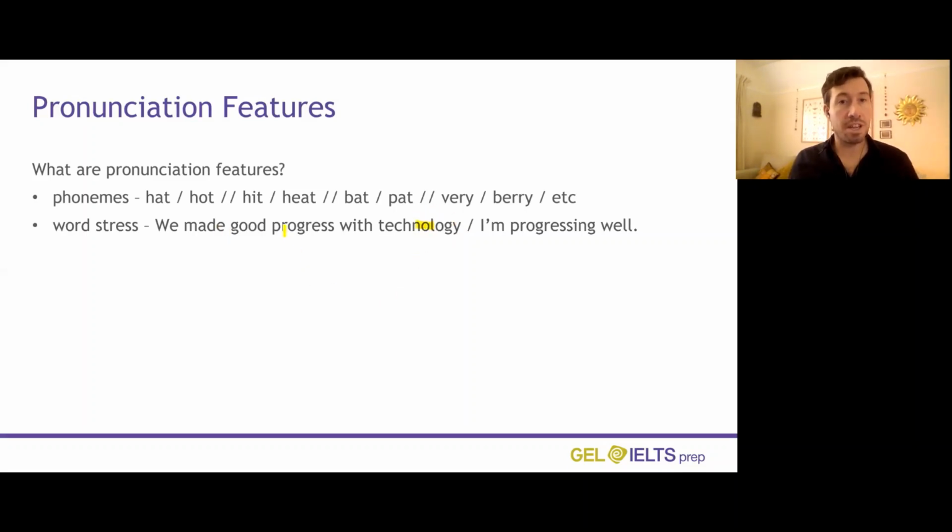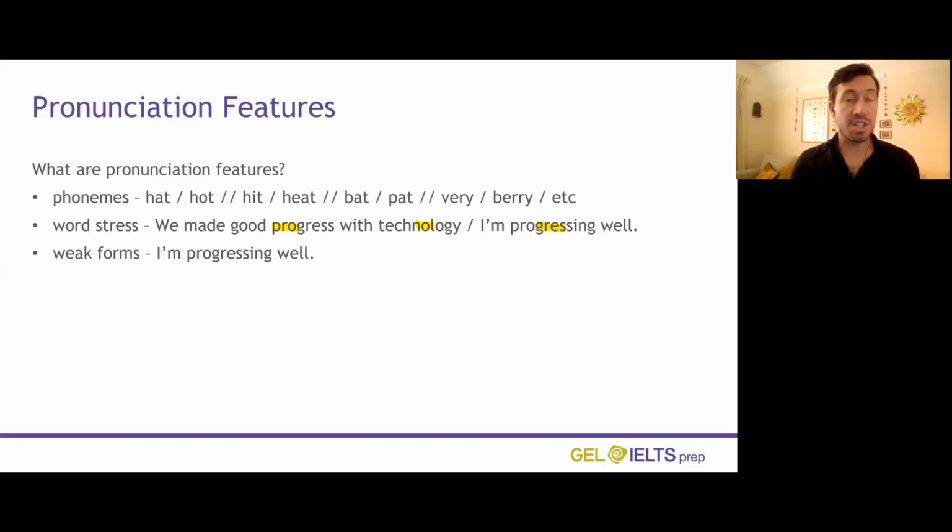Also, we have this word here. We made good progress. Here, this is the stressed syllable, progress, because it's a noun form. Whereas here we'd say, I'm progressing well, progressing well. So the gre is the strong syllable in that, or the stressed syllable in that. And that's because it's a verb. So being able to hear and produce these word stresses correctly also will get you better marks in the IELTS speaking.